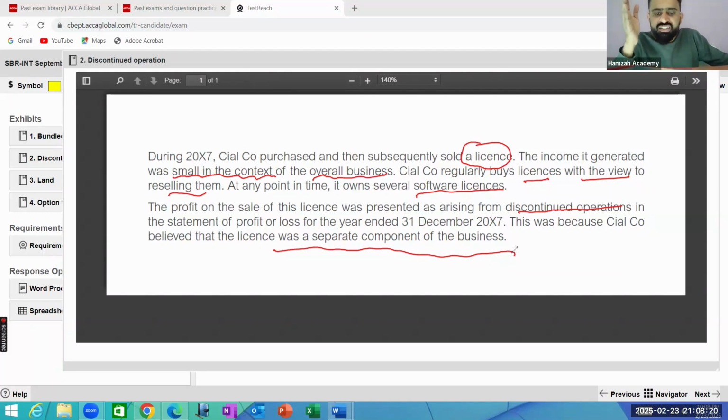So the sale of that license, the disposal of that license, or a gain or loss on the disposal of that license cannot be presented, dear student, as a discontinued operation. It should not be presented. It would be inappropriate to present the sale of a license and a gain or loss on the sale of a license as a discontinued operation as per IFRS 5.